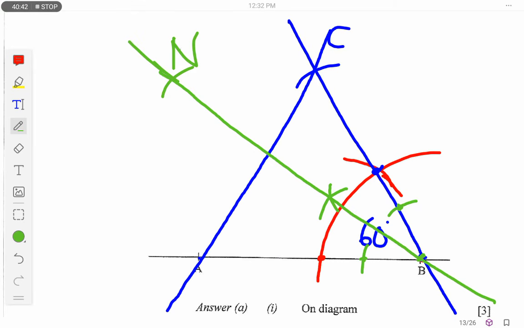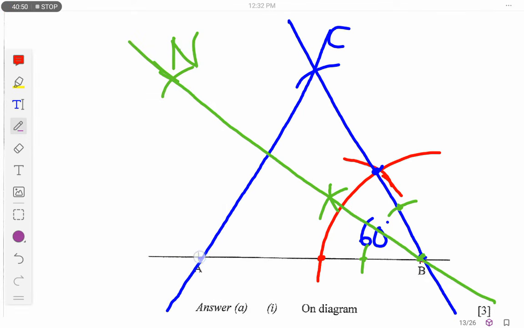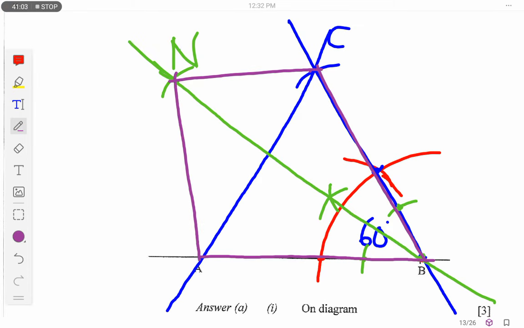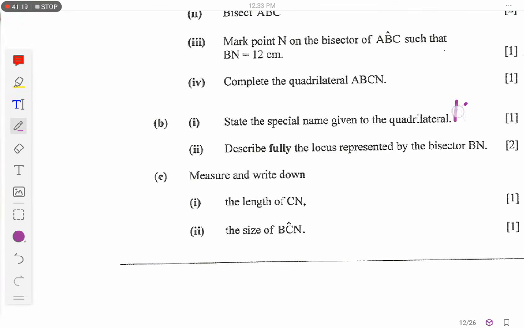Okay, let's move on. The next question is saying complete the quadrilateral ABCN. So this is AB, and BC. So this is our BC there, and then our N like that, and then our A like that. Basically, the quadrilateral that we form there is a kite. That's the special name of this quadrilateral that we have formed. This is a kite.